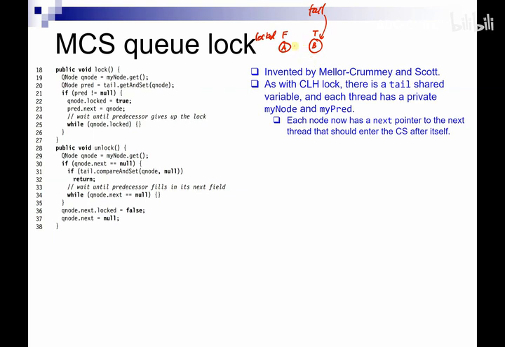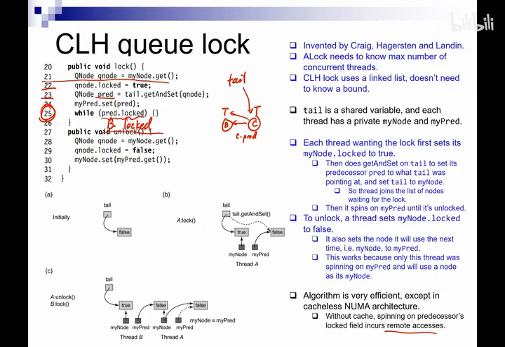The main difference between MCS and the previous one, CLH, is this: in CLH, this is the head of the queue and this is the tail, and the waiting direction is towards the head. Like C is waiting for B. If there's another guy over here, D, then the tail would be on D, and D would be waiting for C. So you're looking towards the head of the queue.